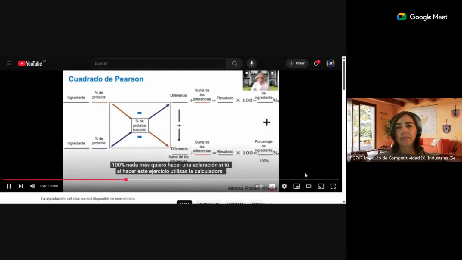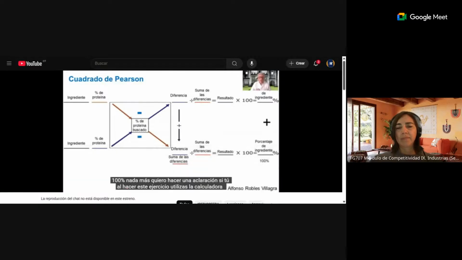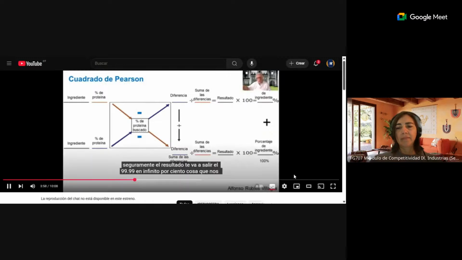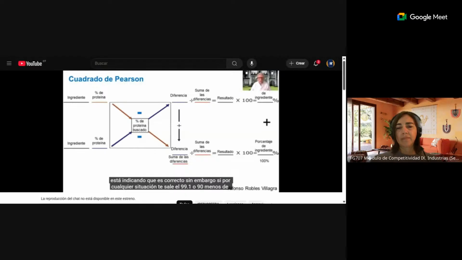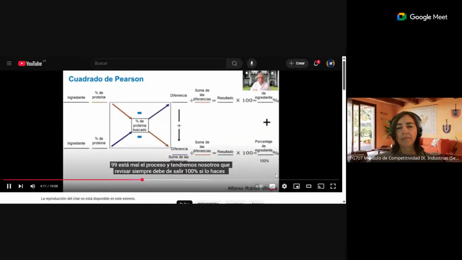Nada más quiero hacer una aclaración. Si tú al hacer este ejercicio utilizas la calculadora o el lápiz y no vas a utilizar más de 5 o 6 dígitos después del punto decimal, seguramente el resultado te va a salir en 99.99 al infinito por ciento, cosa que nos está indicando que es correcto. Sin embargo, si por cualquier situación te sale en 99.1 o menos de 99, está mal el proceso y tendremos nosotros que revisar.